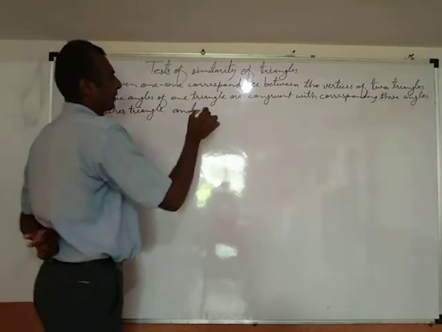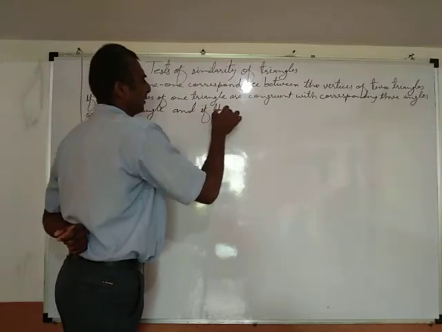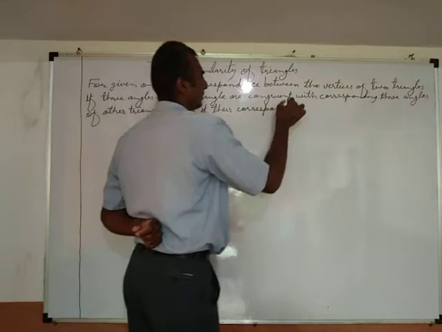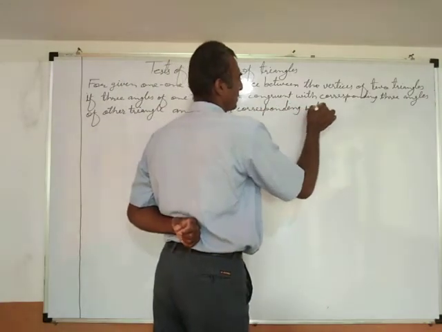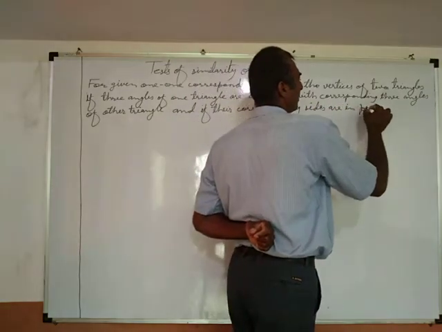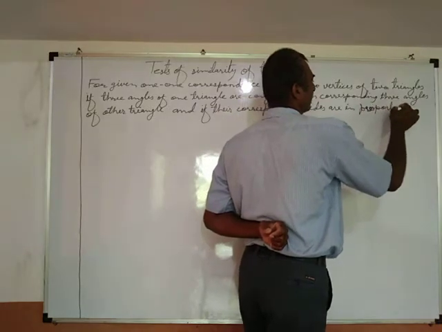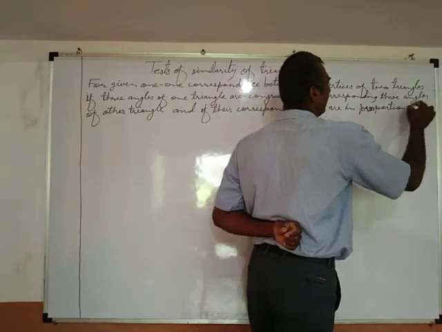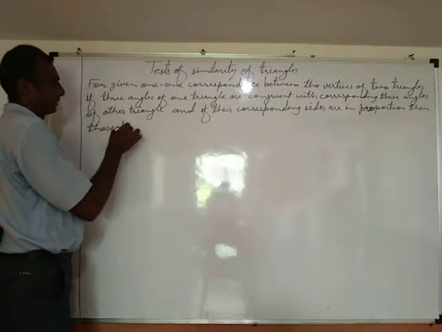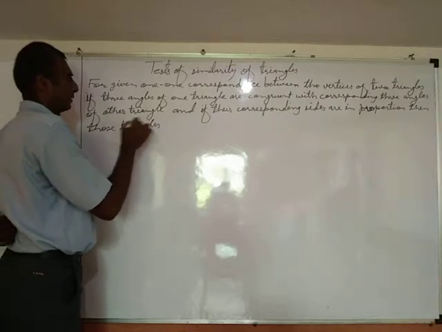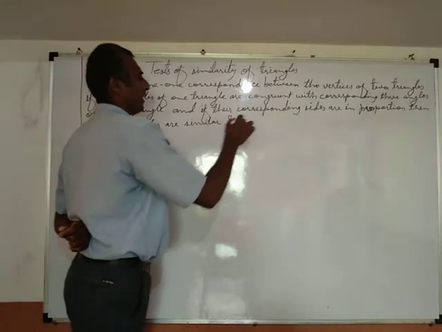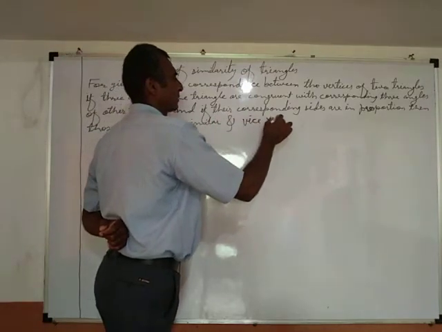and if their corresponding sides are in proportion, then those triangles are similar, and vice versa.